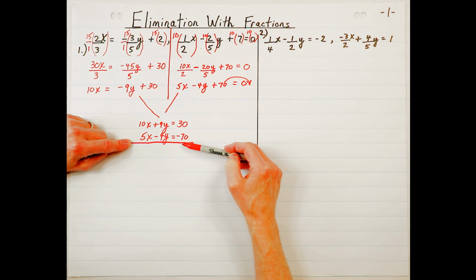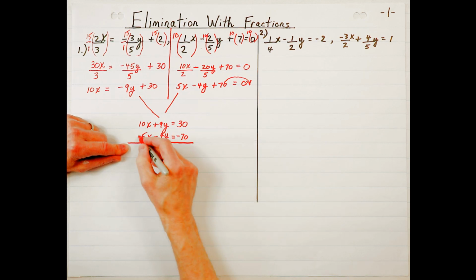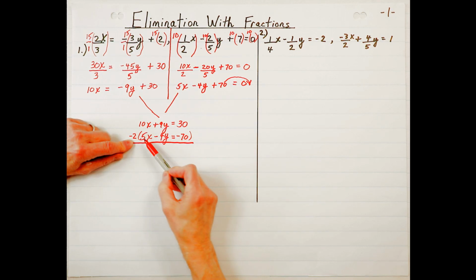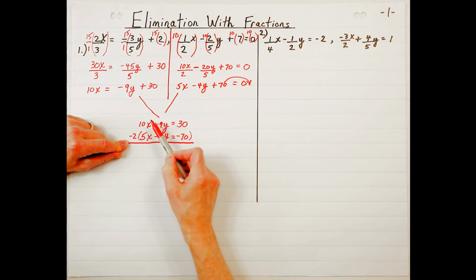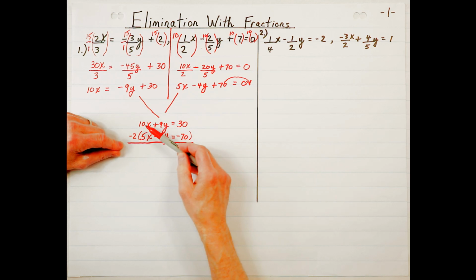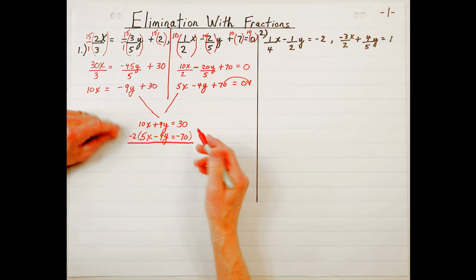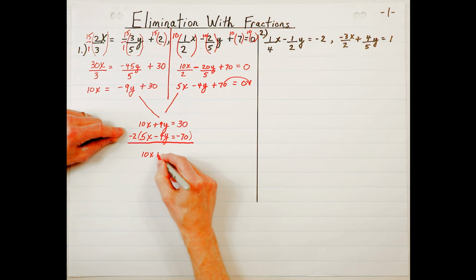Let's see what we have to multiply by. So if we multiply the bottom equation by negative 2, negative 2 times 5 will give me negative 10x on the bottom and 10x on the top. That's what I want. So I decided to work with the x's here, eliminate them first. Okay, so the first equation we don't have to multiply by anything.